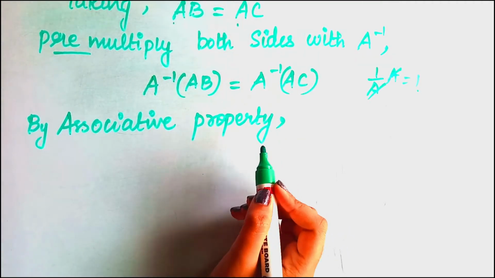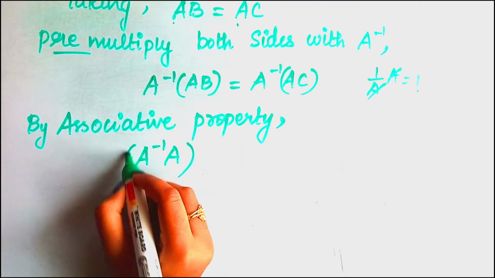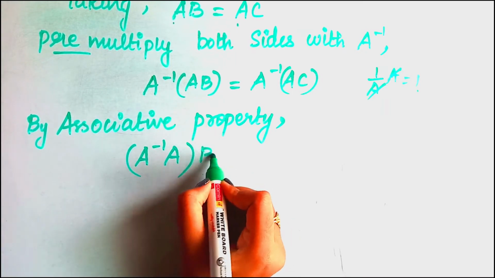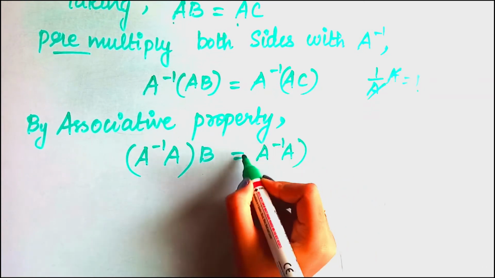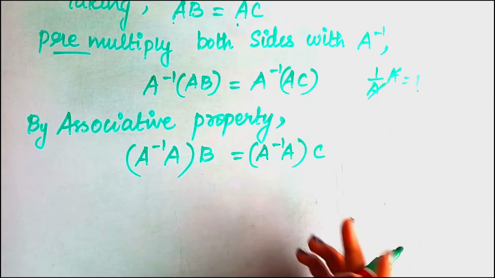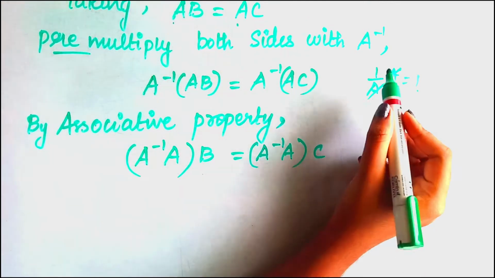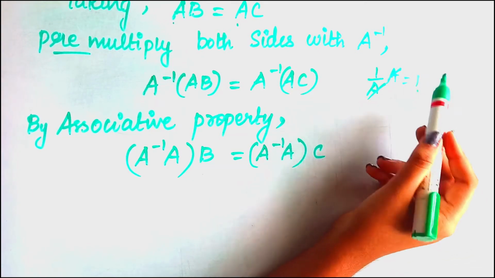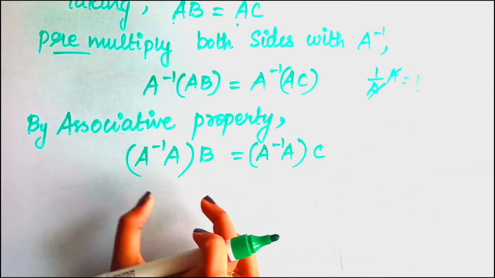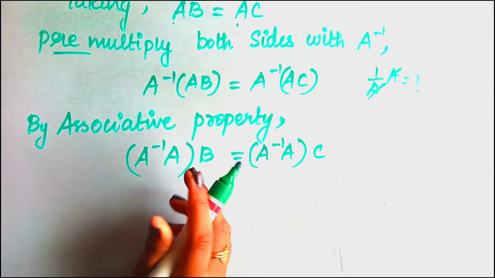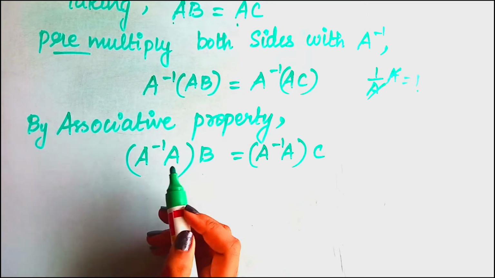By the associative property, you can change the brackets so that it will be A inverse into A, the bracket will change to these two, and then B. And then here the bracket will be changed to these two, which is A inverse into A, and then C. Now you can see A inverse A, B. Now you can cancel that A inverse and A, because 1 divided by A into A will be 1. But again, maths doesn't work like that. Here again there is a property for cancelling these A's, and that property is called the property of inverse matrix.